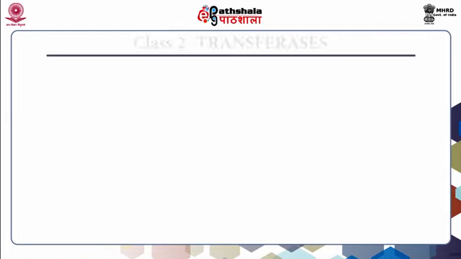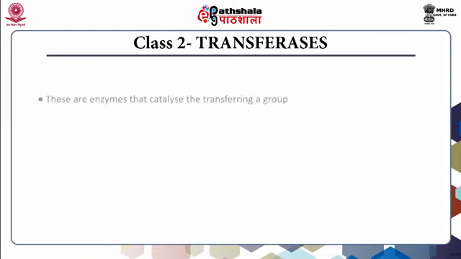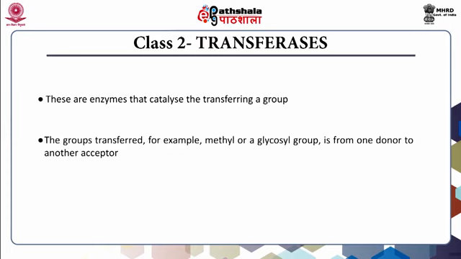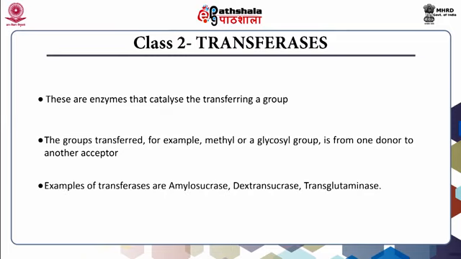Now we will see the class 2 enzymes, that are transferases. These are the enzymes that catalyze the transfer of a group. The group transferred, for example a methyl or a glycosyl group, is from one donor to another acceptor. Examples of transferases are amylosucrase, dextransucrase, transglutaminase.